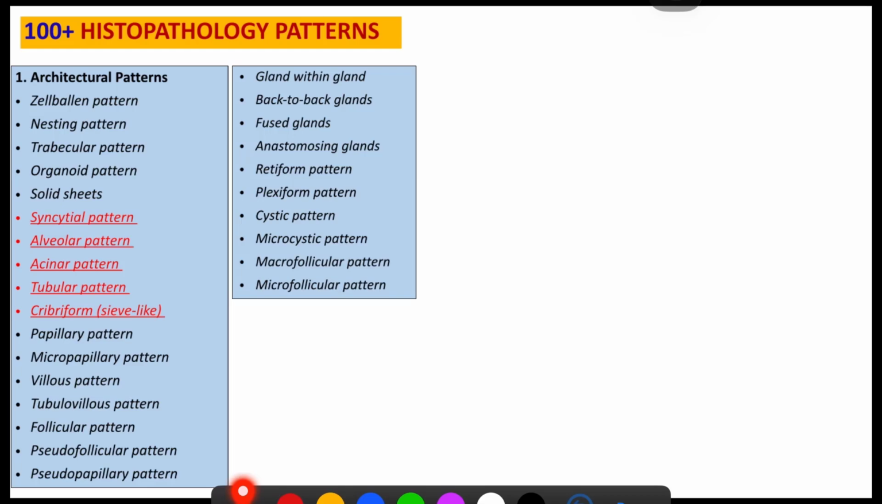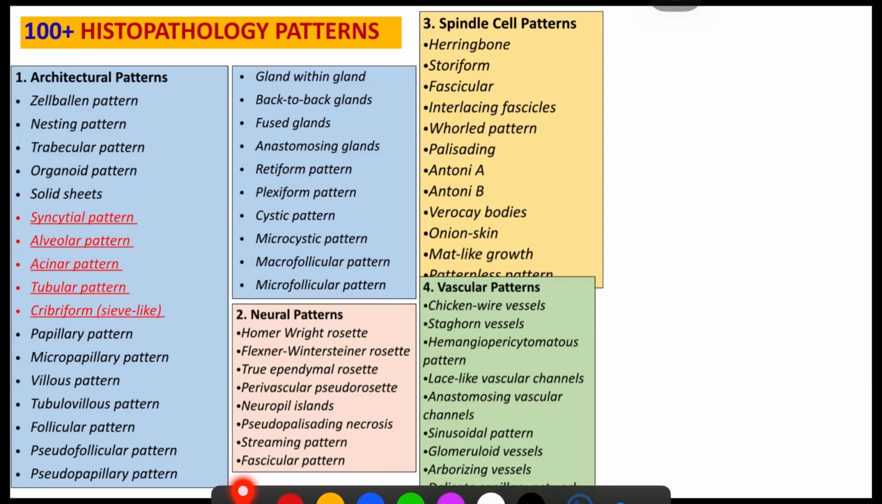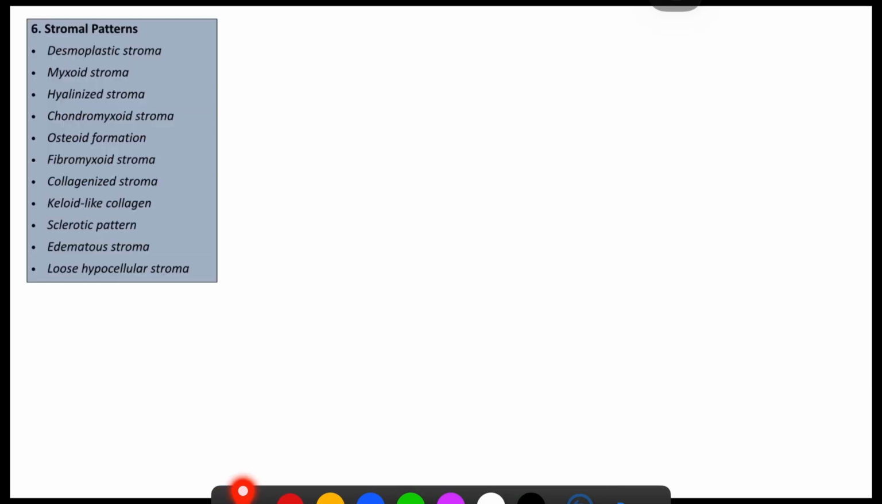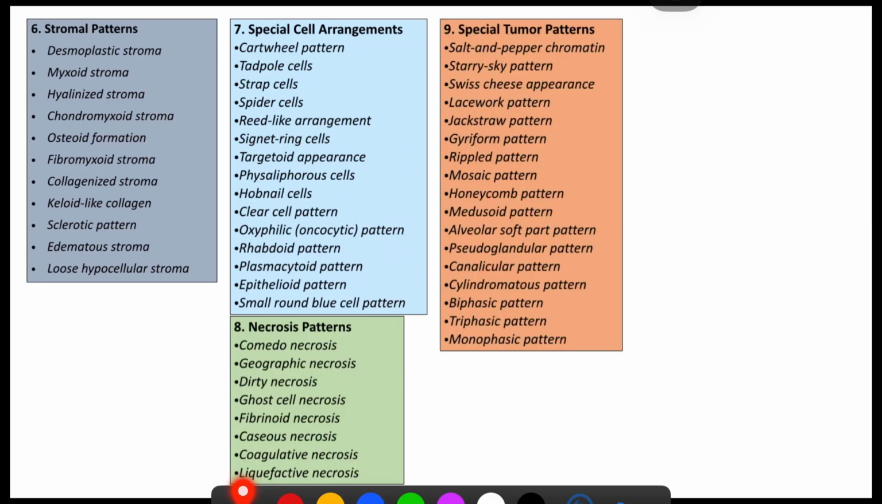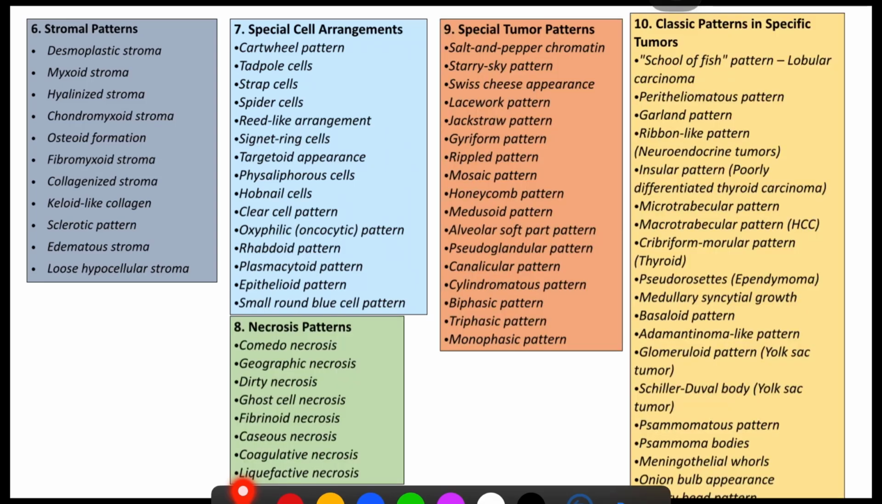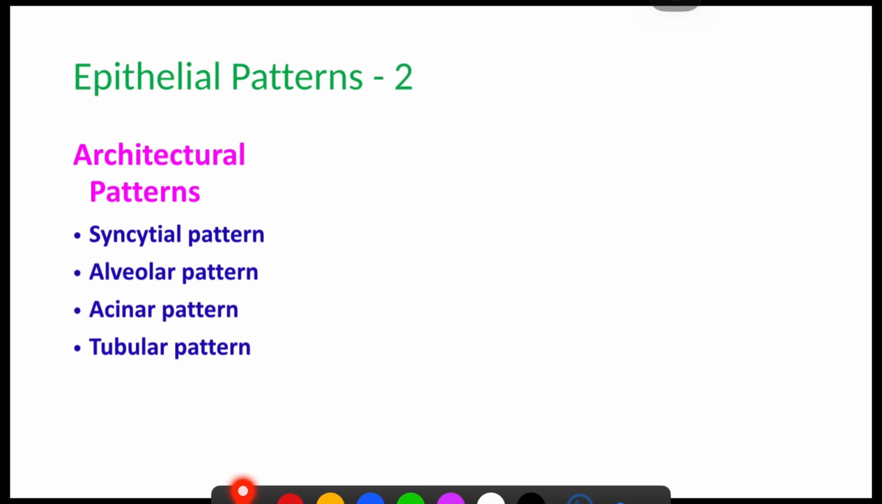In the previous video, we discussed five patterns: Zellballen, nesting, trabecular, organoid and solid sheet pattern. You all know that in this series we are going to discuss all the neural, spindle, vascular growth patterns and stromal patterns, along with special cell patterns, one by one in different episodes. So let's see today's patterns. First is syncytial pattern, second alveolar, third acinar, then tubular and cribriform pattern.